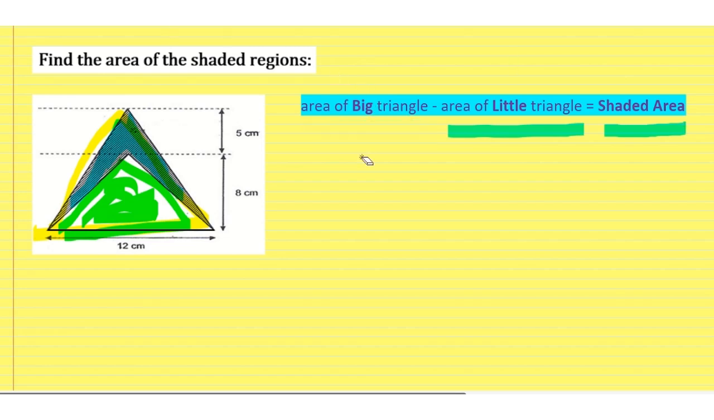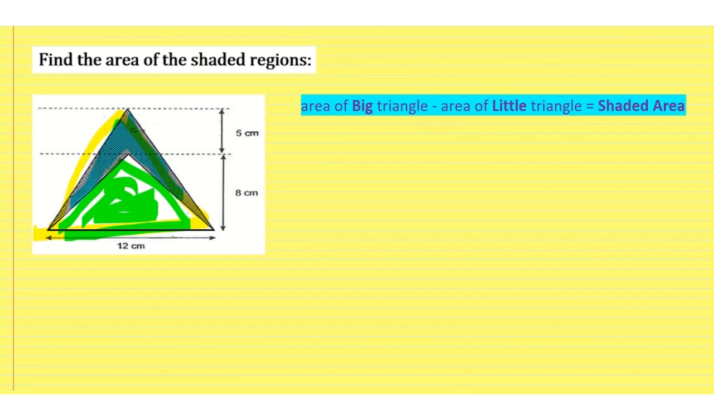So we need to understand that when we say we're cutting out that smaller triangle, cutting it out means subtracting. So that's what I'm going to be doing. I'm going to be subtracting the area of the big triangle minus the area of the little triangle to tell me what the area of the shaded area that is left over is.